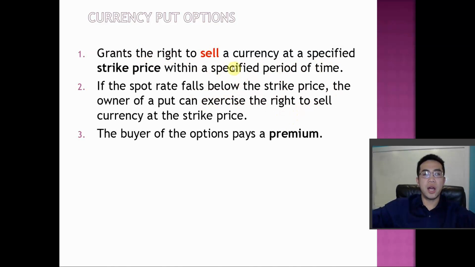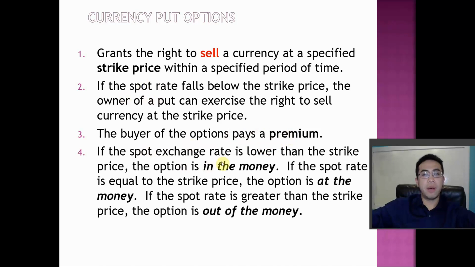If you want to sell a currency at a strike price, of course you want to sell at a higher rate, at least higher than the prevailing spot rate. So if the spot rate is lower than the strike price, that's an opportunity for you to make money as a put option buyer. When that opportunity presents, you can sell at the strike price, which is what the option gives you, and then simultaneously buy at the spot rate, which is lower. So you sell high and buy low to make a profit. And of course, the buyer of the option always pays a premium.